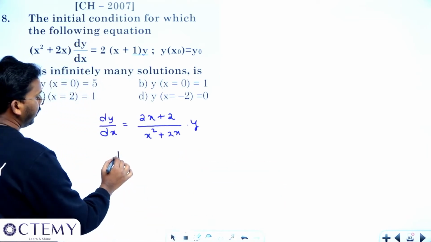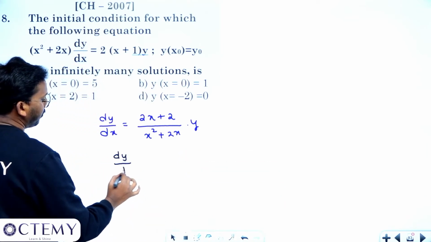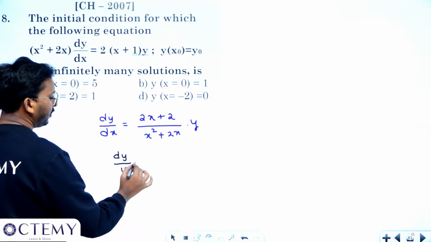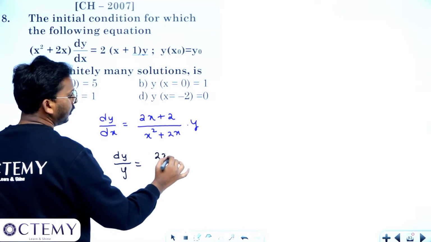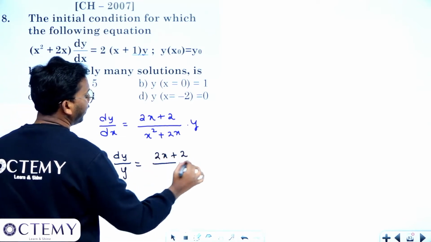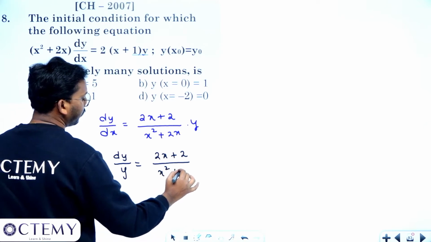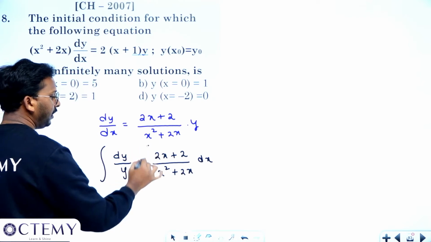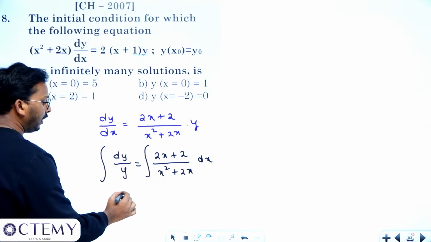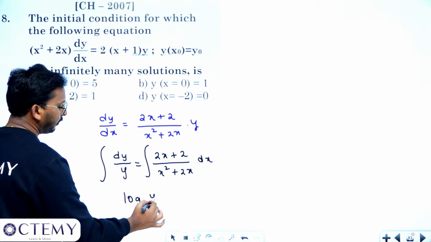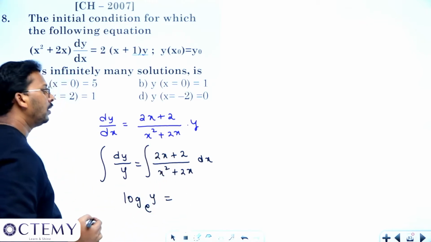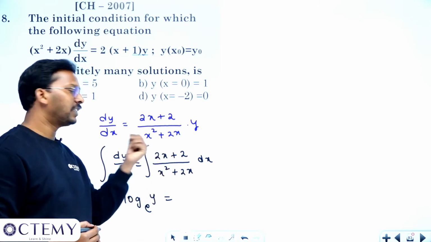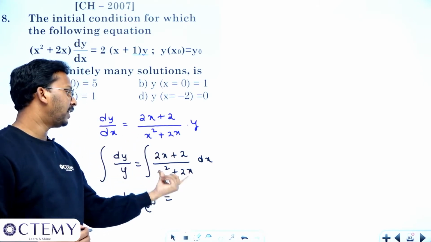This will become dy divided by y is equal to (2x + 2) divided by (x² + 2x) into dx. Very simple, integrate. If we integrate this, here it will become log y to the base e, that is ln y, is equal to: x² differentiation is 2x, 2x differentiation is 2. So whatever is there in the denominator, its differentiation is there in the numerator.